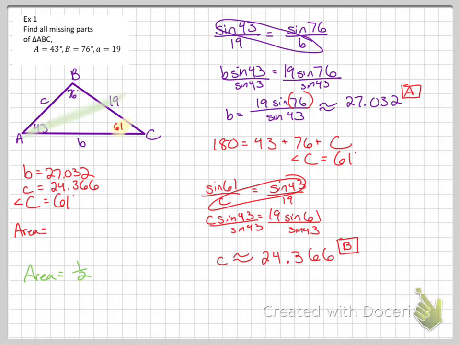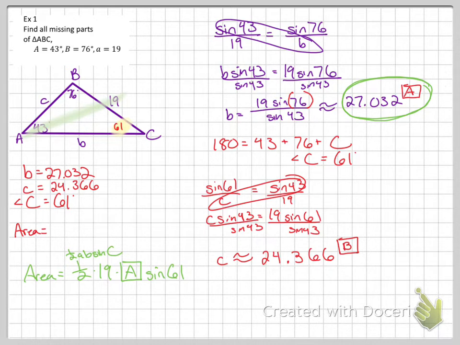So lowercase a was given, 19. Lowercase b, we stored that over here. This is why we stored it. So in my work, I'm going to show the A with a little button around it. And then so I'm at AB sine of C, which is 61. So again, I did 1/2 AB sine C. I just filled it in with the right numbers.